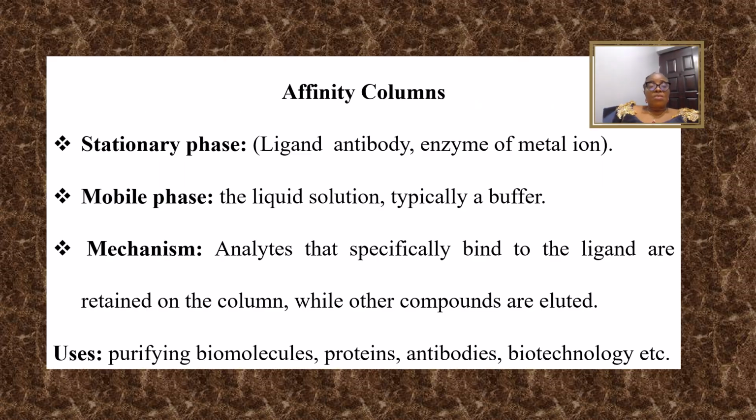Affinity columns. The stationary phase is a ligand with high affinity for the target molecule, such as an antibody, enzyme, or metal ion. The mobile phase used is a liquid solution, typically a buffer that carries the sample mixture through the column, allowing the target molecule to interact with the immobilized ligand on the stationary phase. The mechanism is that the analytes that specifically bind to the ligand are retained on the column, while other compounds are eluted. It's used for purifying biomolecules, proteins, antibodies, and in biotechnology.